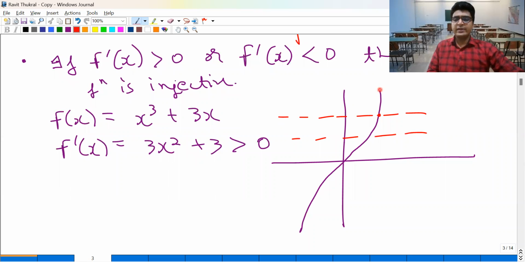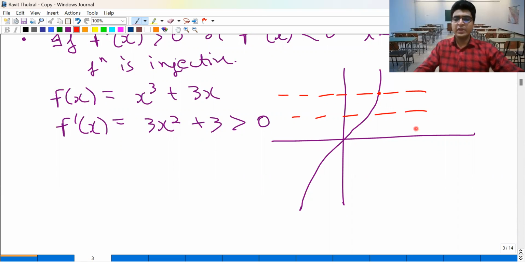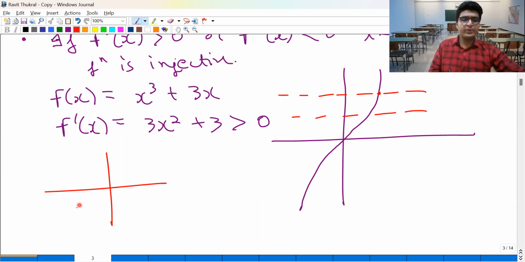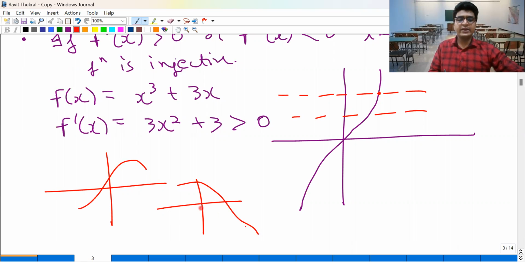Because since it is strictly increasing, it cannot change directions in between. So if it is strictly increasing, it cannot be like this. It cannot decrease in between. And similarly, if it is strictly decreasing, it cannot suddenly increase in between. Since it cannot change directions, we'll have exactly one association for each y, right?